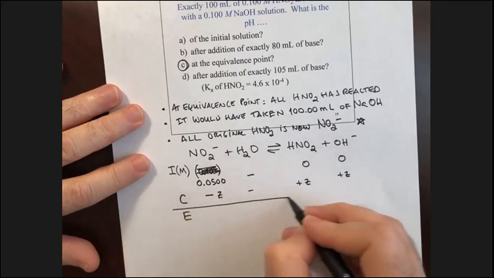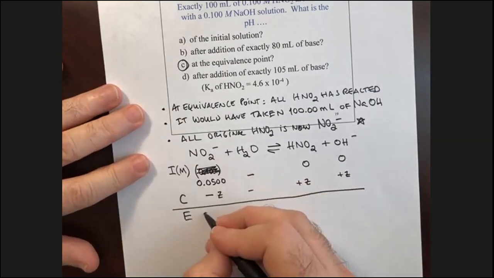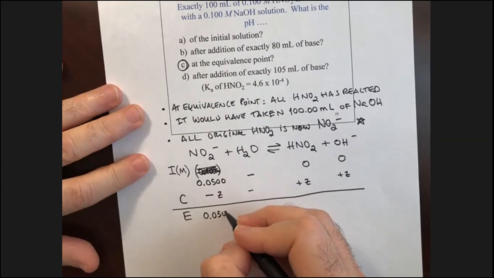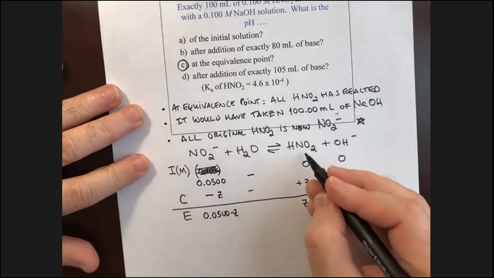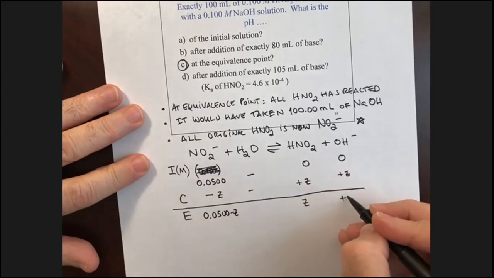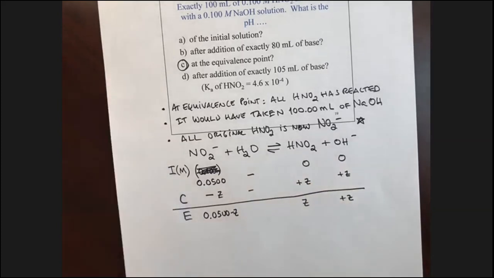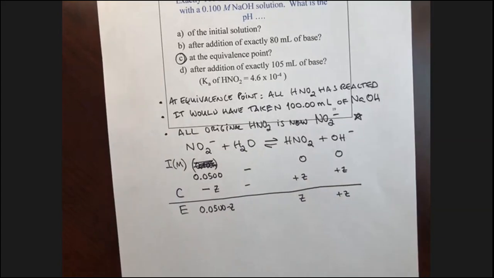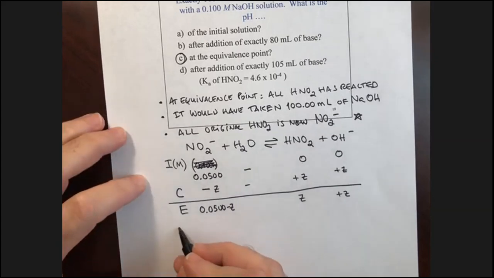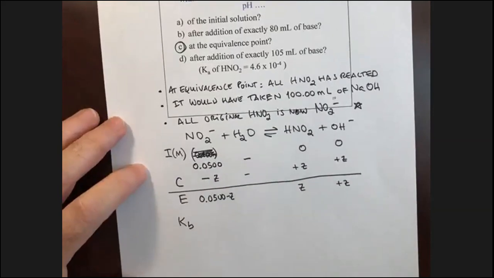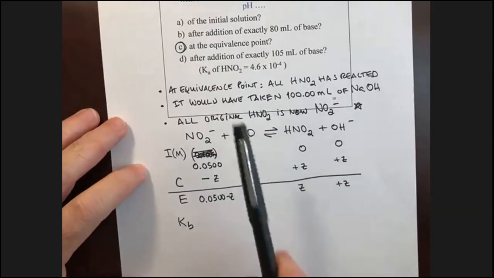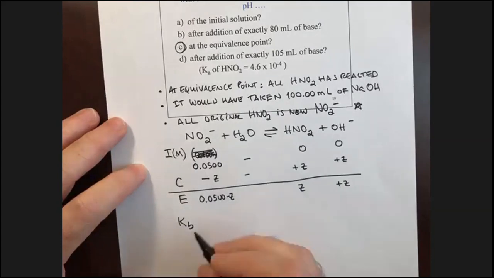So once the equilibrium is established, you have 0.0500 minus Z. And then you have Z of acid being produced back again, and Z ions of hydroxide. So we need to solve here. But the thing here is that Kb is the constant. This is a base equilibrium, not an acid equilibrium, and they didn't give us the value of that, so we're going to have to calculate it.